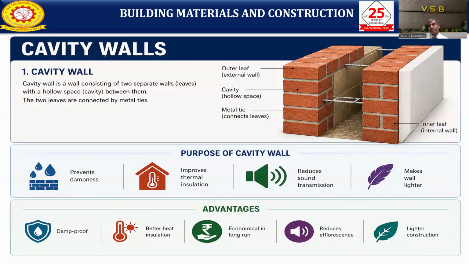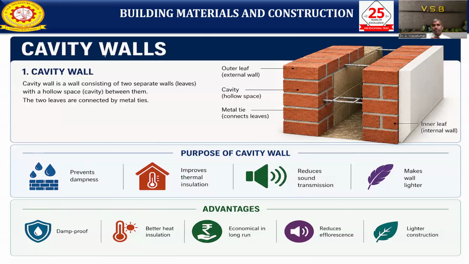Other than stone masonry and brick masonry, now we are going to discuss cavity walls. What is a cavity wall? A cavity wall consists of two separate walls. Imagine it: the two walls are separated, not connected directly. The two walls we call leaves, an outer leaf and an inner leaf, with a hollow space. This hollow space is the cavity between them. In between the two brick walls we give this space. That type of wall is a cavity wall.